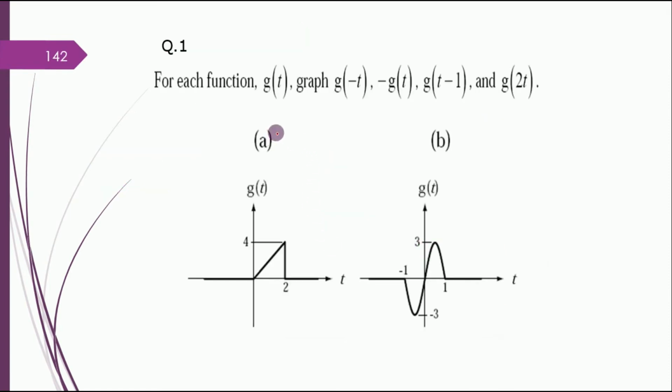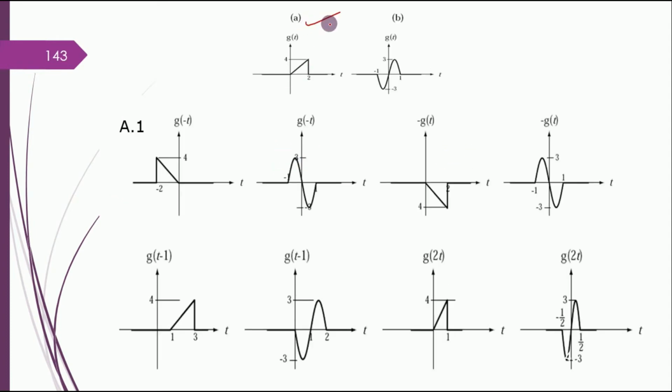Now I have a problem here. g of t is given. g of minus t, minus g of t, g of t minus 1, g of 2t. All these things you need to do. This is the reflection. This is a negative amplitude. This is a shifting. This is scaling. We will do it. There are two different signals given, A and B. So we'll take it in the next signal. So A and B separately we'll solve it.